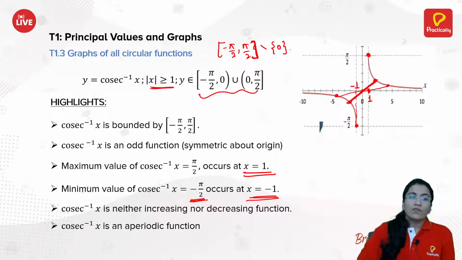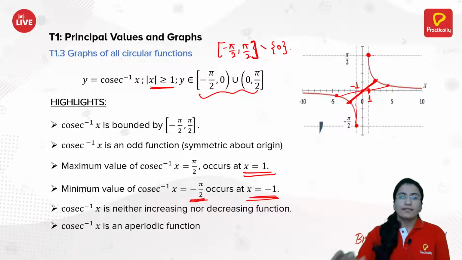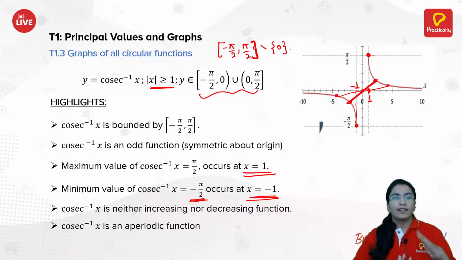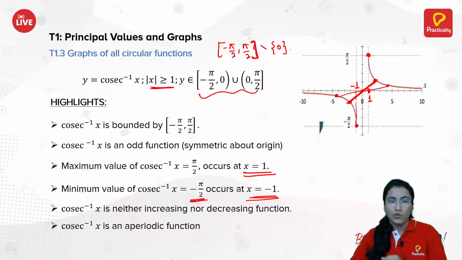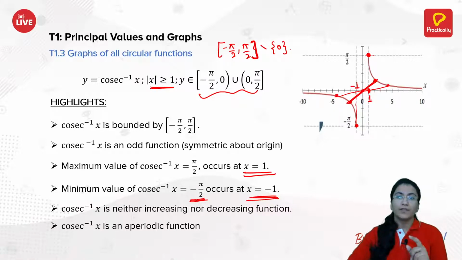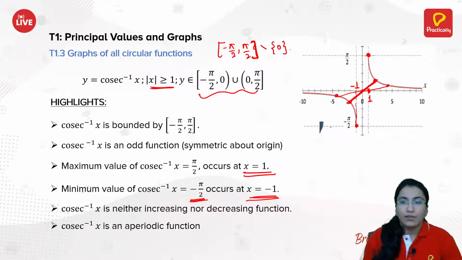Next, cosecant inverse x is neither an increasing nor a decreasing function. Most of the students get confused in this thing and they say that the graph is basically decreasing, but it is not. Why not? Because at this particular point you have the value as minus pi by 2, but next to this you have a point over here which gives the value pi by 2.